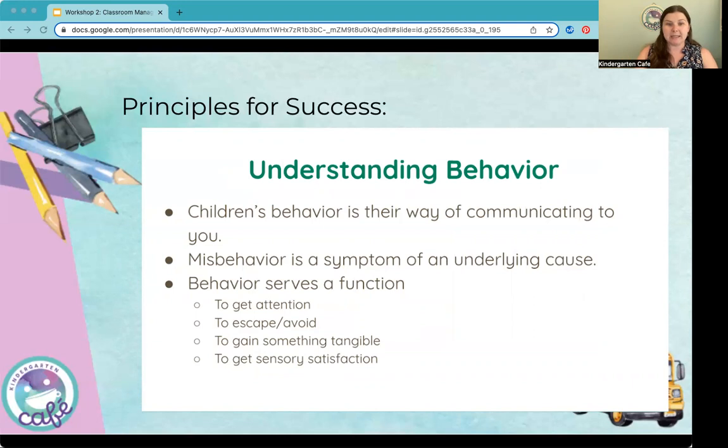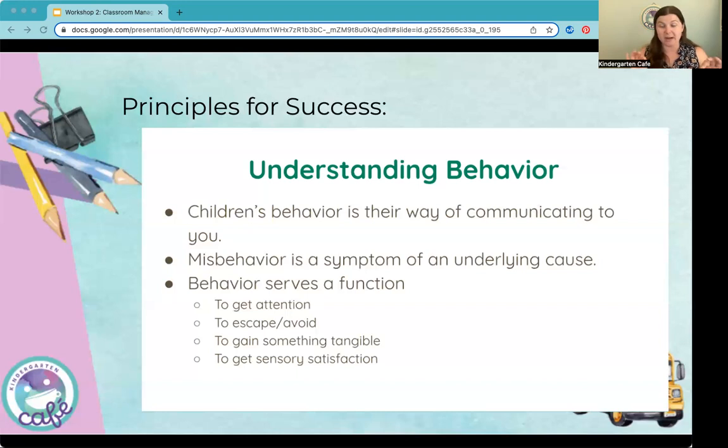Do they need more skill instruction? Are they lacking in a skill? Do they not know how to do something, like how to problem solve with a peer or ask for a break or regulate themselves? Are they trying to escape a situation or avoid work? I think that is a common one for kids. And why are they trying to avoid it? Is it too hard for them? Are we expecting more of them than they're able to do right now? That can often cause misbehaviors.